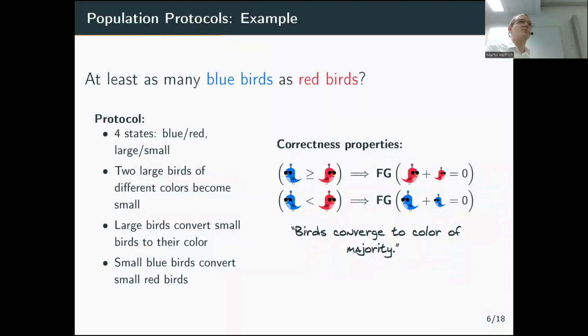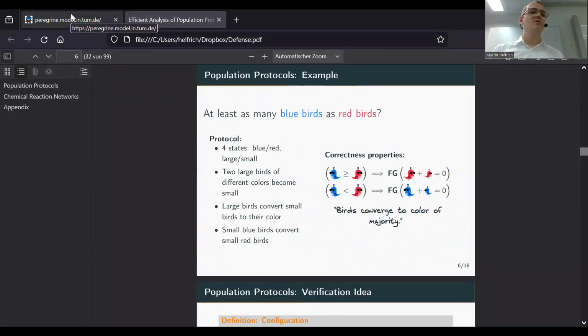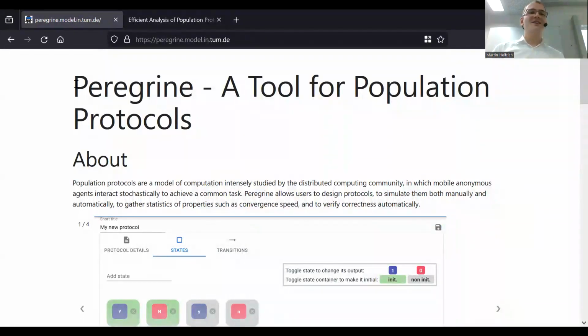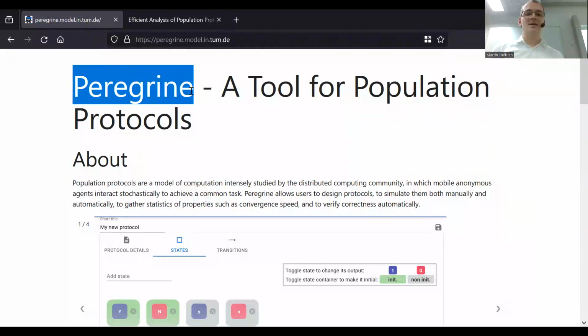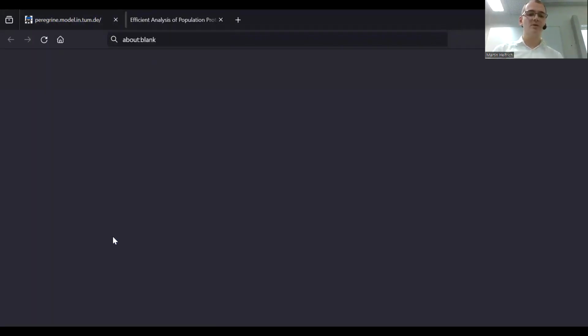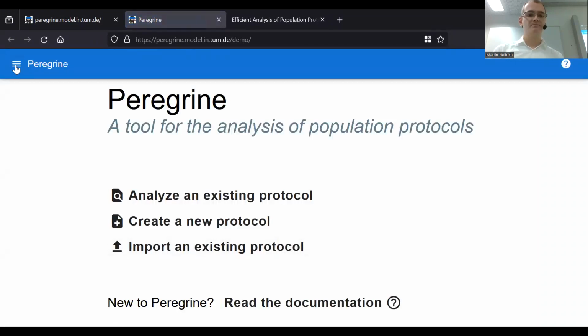And similarly, there's a property for the other case. Or in simple words, birds converge to the color of the majority. So how can we know if this actually works? Well, one thing we can do is we can run a bunch of simulations to test it out, right? Or at least try out a little bit what this system does. We saw one execution, but we have a very interesting tool that is also part of my thesis that is designed at our chair. It's called Peregrine, and it has a nice online demo that we can try out together.